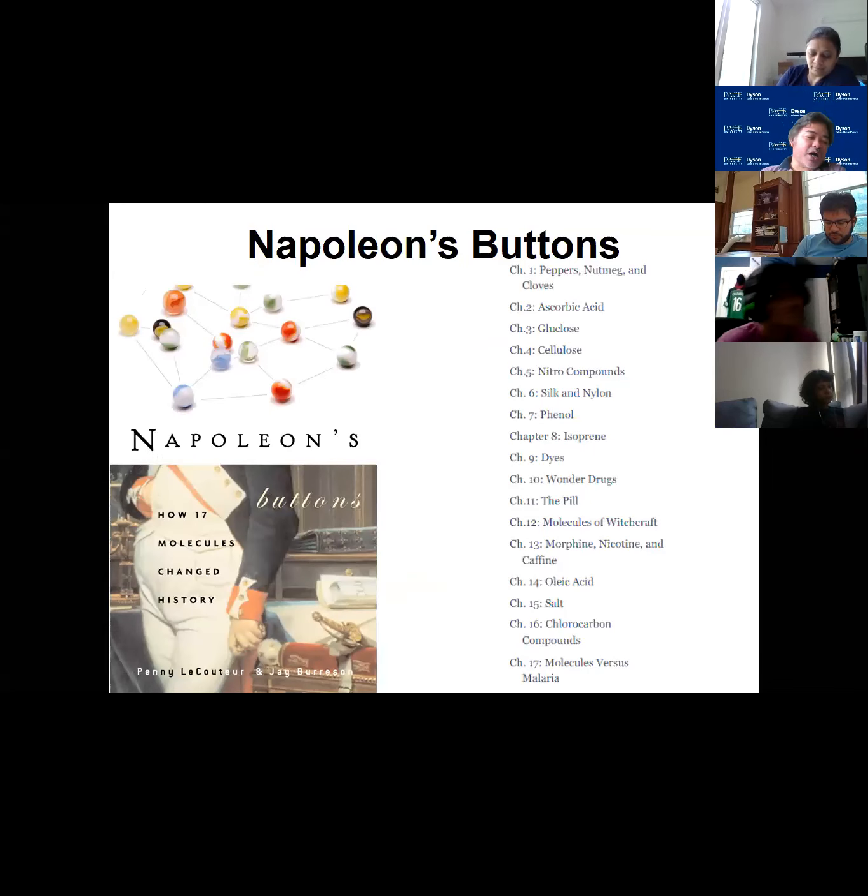Now, the Napoleon's Buttons, I would suggest if you are a chemistry teacher, maybe find a copy of it online. Sometimes the PDF is available. It's a very good book wherein the authors describe 17 molecules. So how do 17 molecules change history?